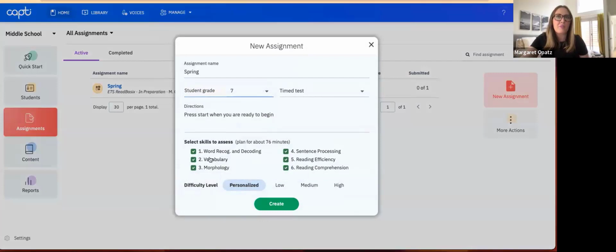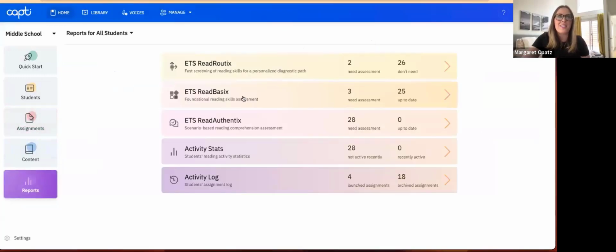Since I'm talking about sentence processing today, I just want to point out that if I were to only do sentence processing, if I just wanted to see how students were doing specifically with sentence comprehension, I could do that in 9 minutes. It takes about 9 minutes for students to complete this subtest, and I think that can be really helpful. You could do the whole battery and it will tell you roughly how much time it will take, about 76 minutes. So that's how I would create a new assignment, and that is very quick and easy to do.